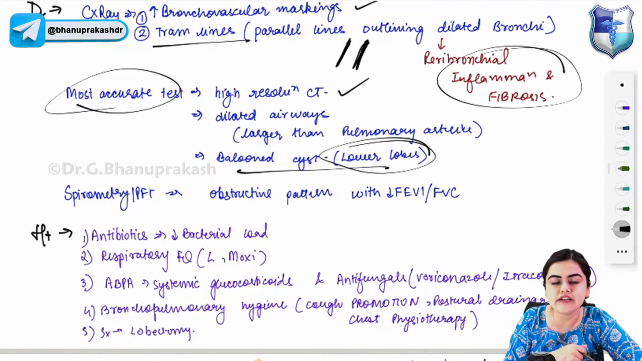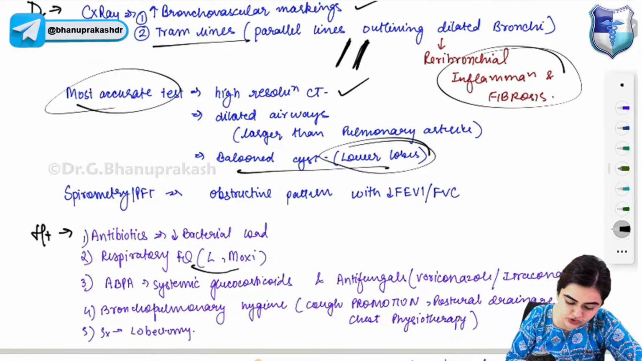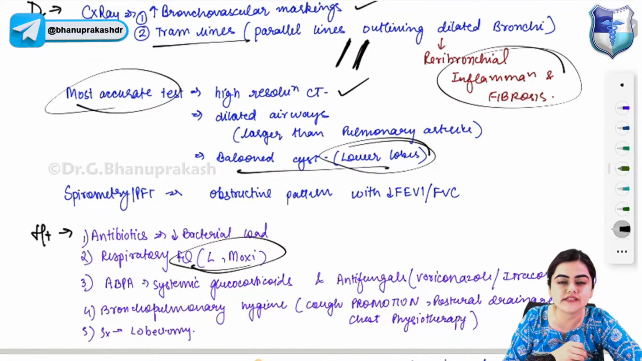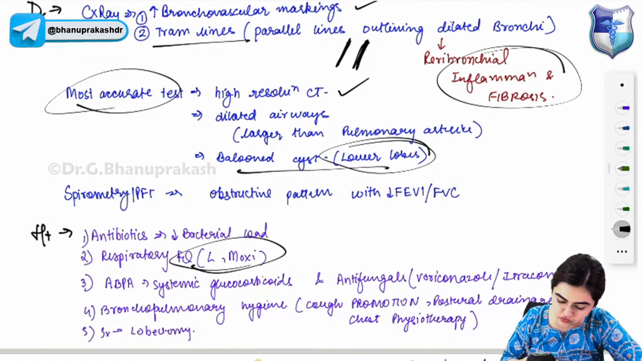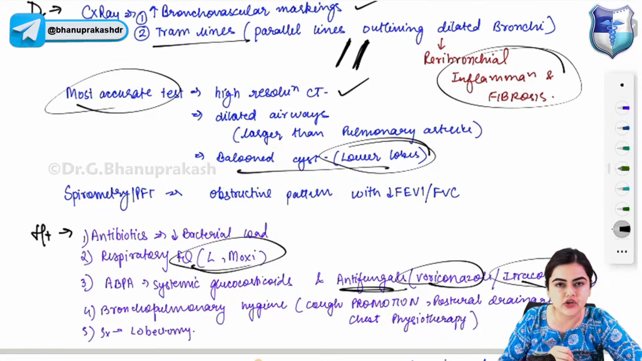How do you treat bronchiectasis? You will give antibiotics to the patient. Antibiotics will decrease the bacterial load. You will give respiratory fluoroquinolones like levofloxacin and moxifloxacin. In allergic bronchopulmonary aspergillosis, you will give systemic glucocorticosteroids and antifungals like voriconazole and itraconazole.